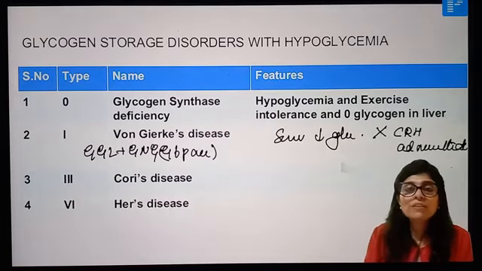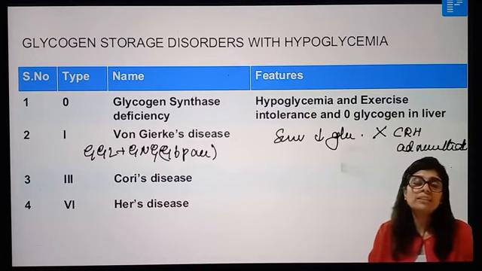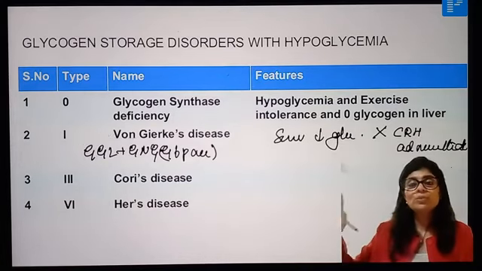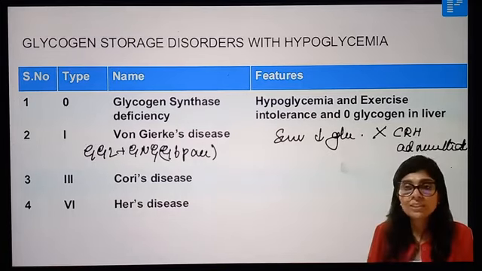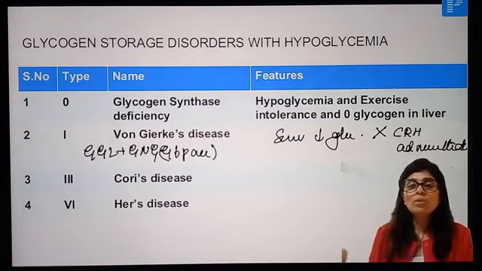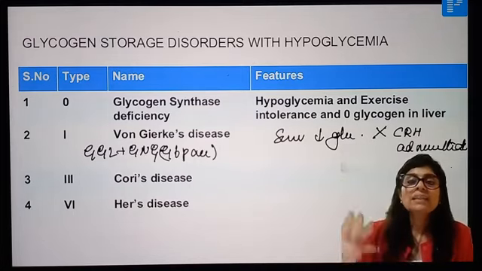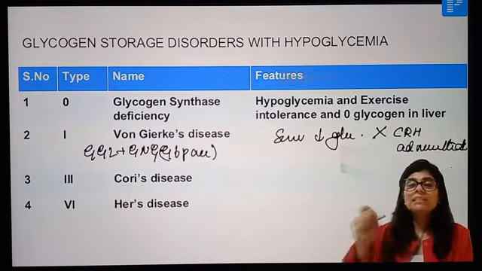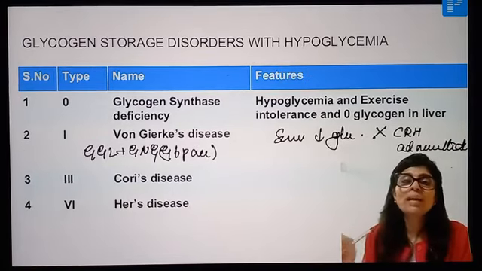So there are so many causes of fasting hypoglycemia, but the one way by which you can differentiate von Gierke's disease from other glycogen storage disorders is that all other glycogen storage disorders which present with hypoglycemia will respond to counter-regulatory hormone administration. What do you mean by counter-regulatory hormone? You administer glucagon, you administer growth hormone. You will see that the hypoglycemia will be circumvented and the plasma glucose becomes normal. But if it's von Gierke's disease, it will present as severe fasting hypoglycemia which does not respond to counter-regulatory hormone administration.